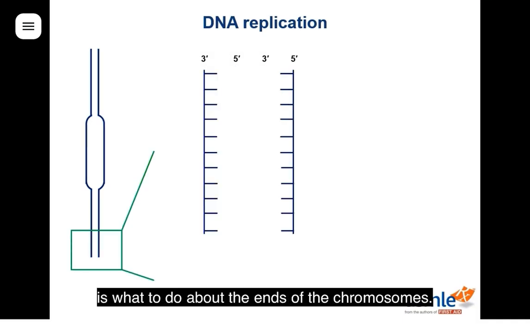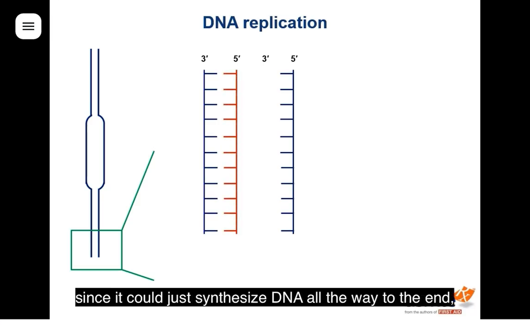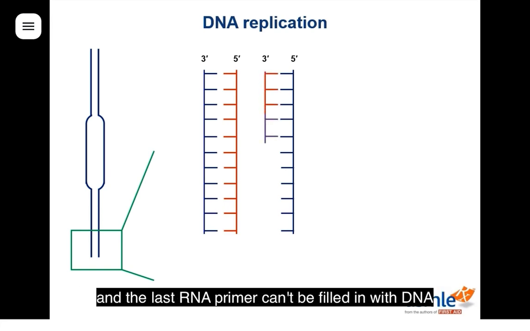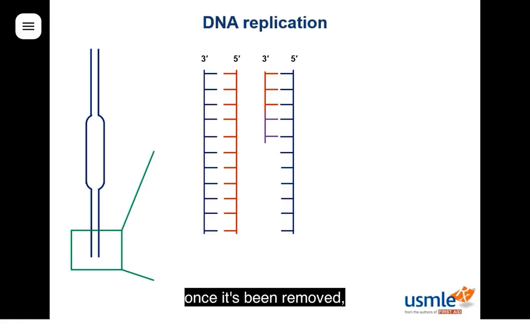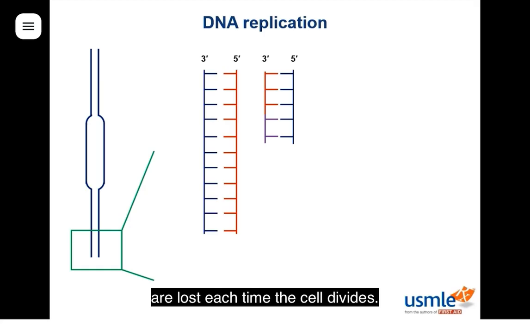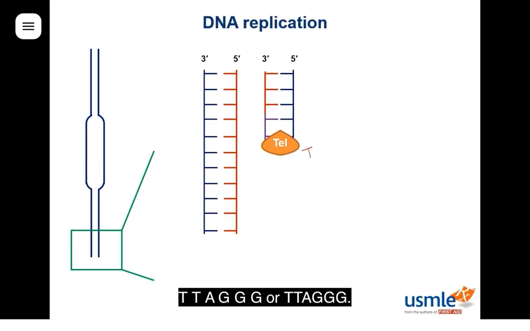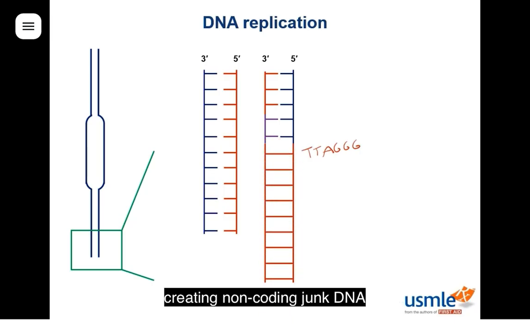The last problem we have is what to do about the ends of the chromosomes. The leading strand has no problem, since it can just synthesize DNA all the way to the end, but the lagging strand is dependent on the RNA primers, and the last RNA primer can't be filled in with DNA once it's been removed, since DNA synthesis would require another primer to build off of. Therefore, a few hundred nucleotides of DNA are lost each time the cell divides. The solution is to use telomerase, which is a ribonucleoprotein that repetitively adds a 6-nucleotide sequence, TTAGGG, and it's added to the end of the lagging strand, creating non-coding junk DNA that can be lost without harming the function of the cell.